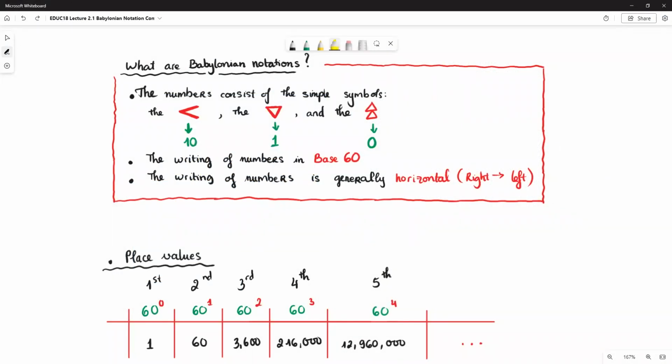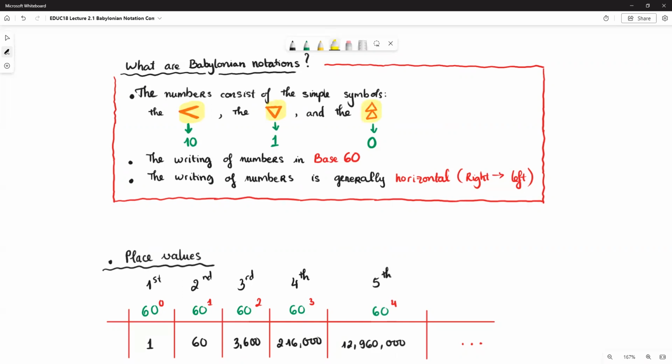Today I would like to show you the concept of the Babylonian notation. In the Babylonian notation, we have three different symbols. The first one is the less than sign, and its value is the number 10. The second symbol is the triangle. The value is the number 1. And the last one is the double triangles. The value is 0.